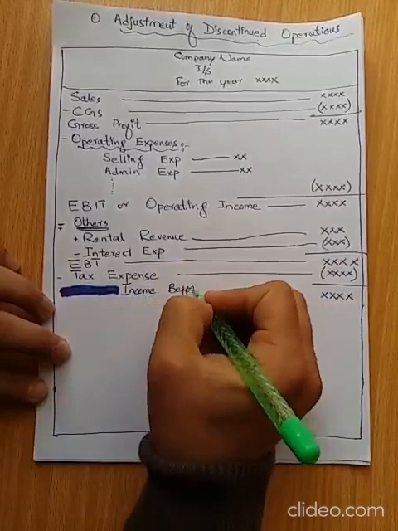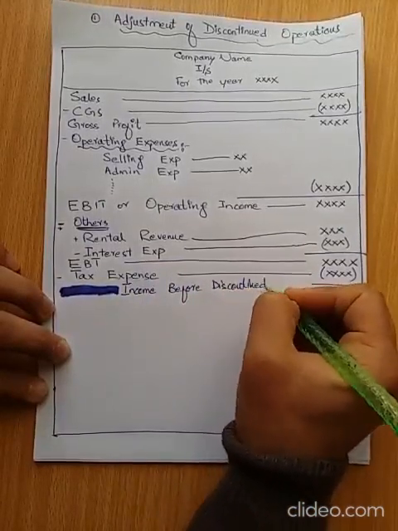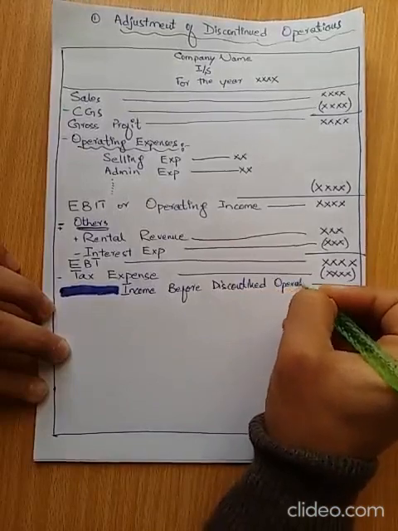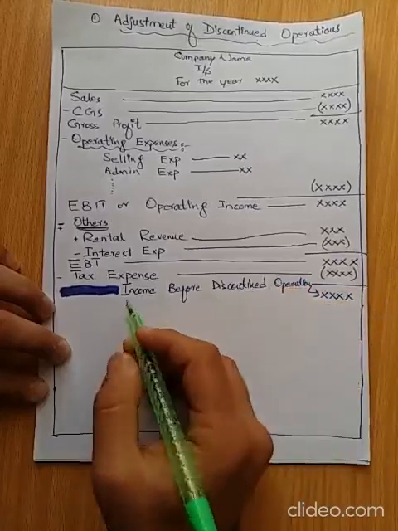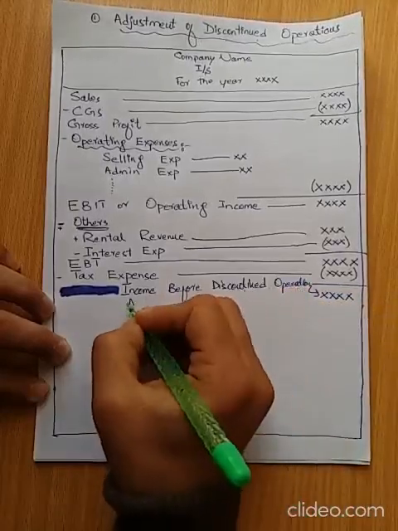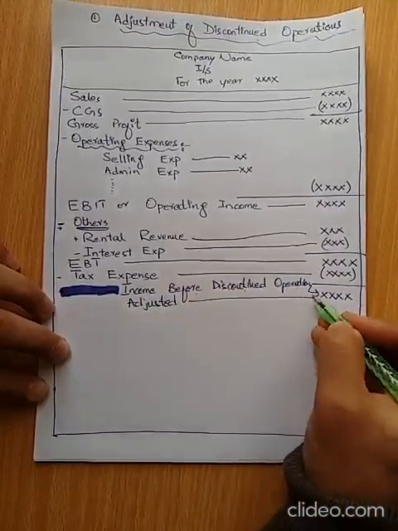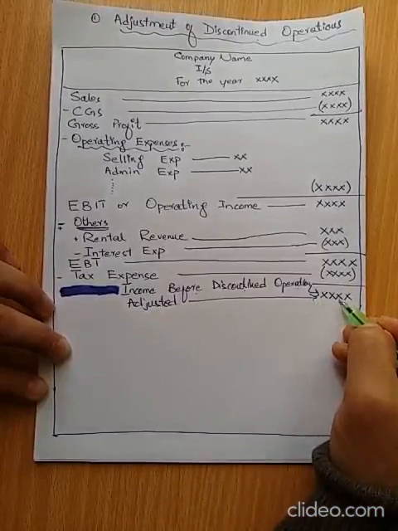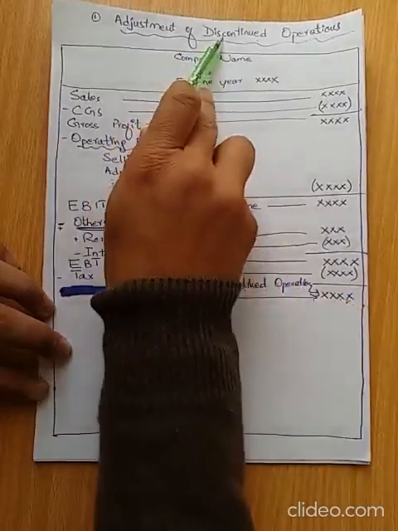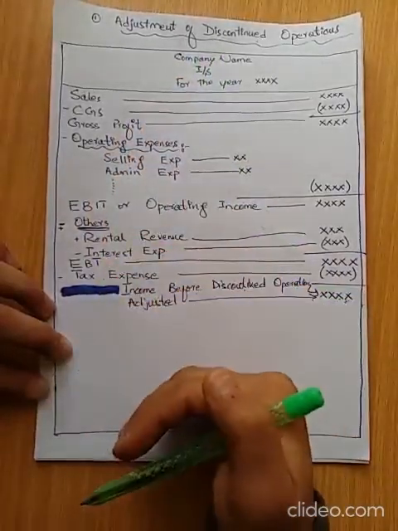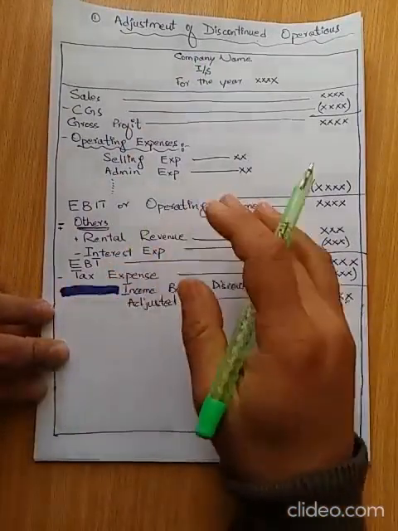So I can write here income before discontinued operations. Sorry, again the line issue is there, really sorry for that. So income before discontinued operation adjustment. It means that this is the income of the company, but from this income we have not made any adjustment of discontinued operations till now. After this I'm going to do the adjustment. Is it okay? So that's the point here.